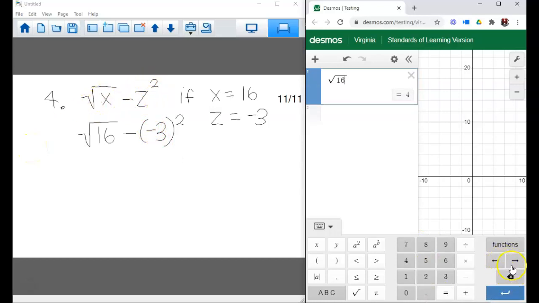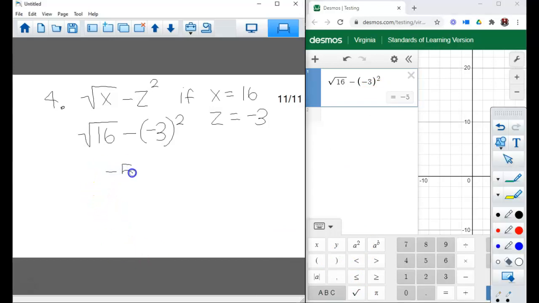You've got these arrows right here, a left and a right pointing arrow. You're going to have to press that right arrow, and notice that moves the cursor over and gets it out of the square root. Then you'll do minus, parentheses, -3, close the parentheses, and square. So notice the problem over here needs to look just like it does on your paper. And this answer should be a -5.